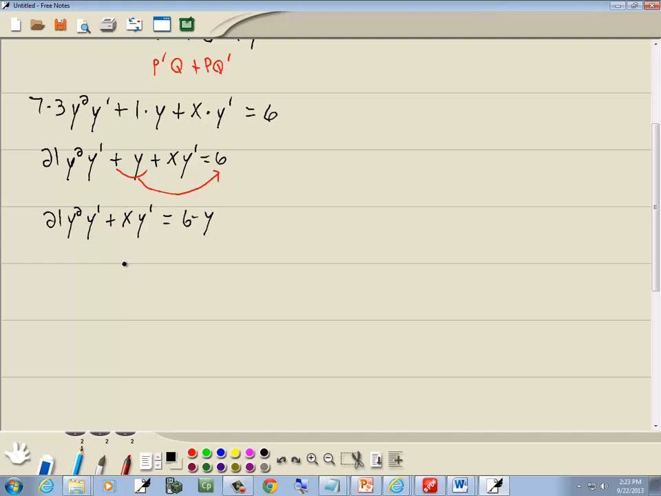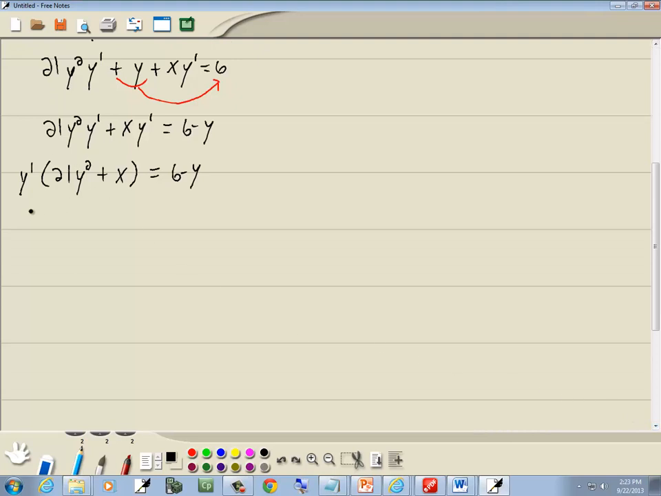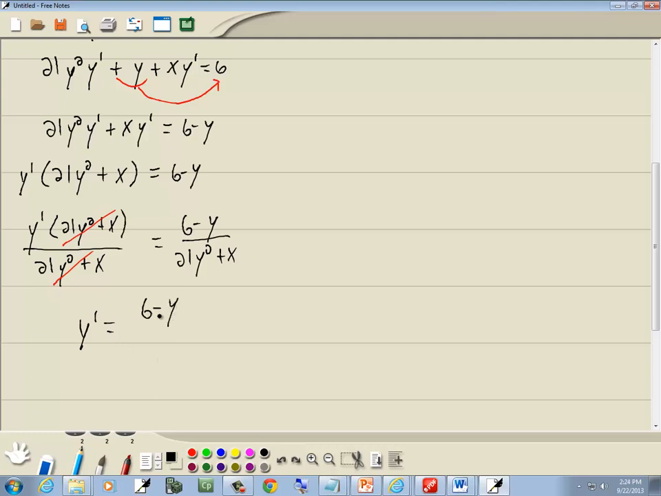Step 4, if y prime is in 2 or more pieces, 2 or more terms, then factor it out. Well, these terms here are separated by the plus, so I'm going to factor out a y prime. And that leaves us 21y squared plus x equals 6 minus y. Last step, divide both sides by what's in front of or behind a y prime. There's nothing in front of it, but there's a 21y squared plus x after it. So we'll divide both sides by that, 21y squared plus x, and divide this side by the same thing. Those cancel, and we got y prime is equal to 6 minus y over 21y squared plus x.